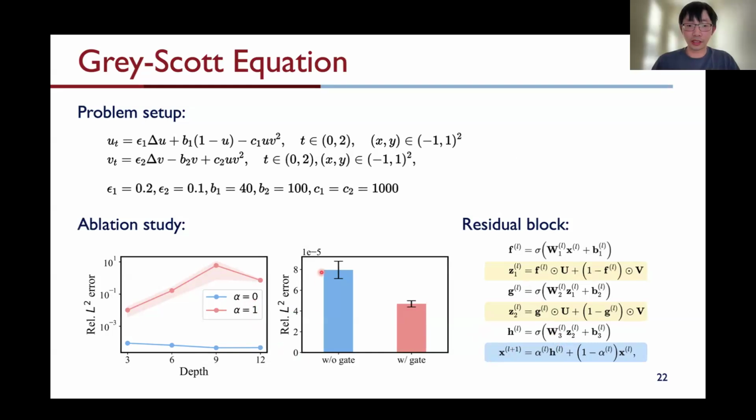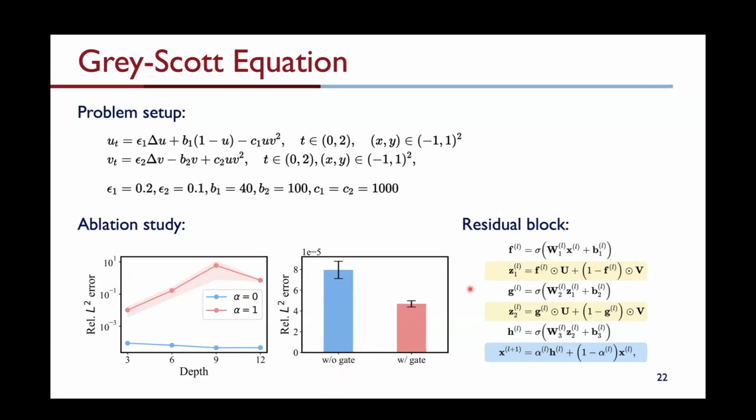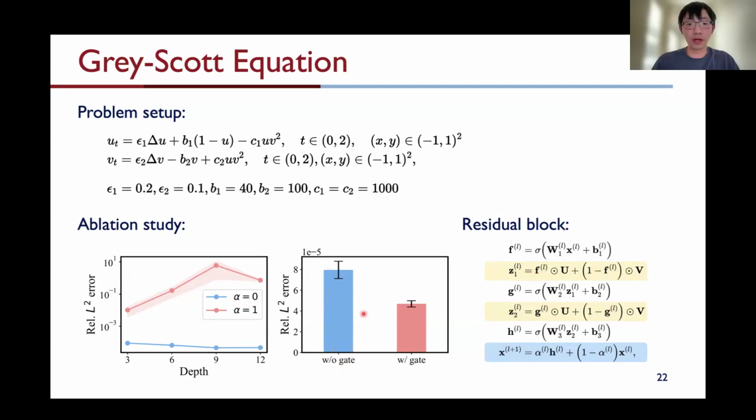Yeah, because this blue column is without the gating, I just simply remove the yellow ones. Oh, okay. If you simply remove the yellow ones, you can still get some errors below. It's about 1e minus 4. It's about 8e minus 5.